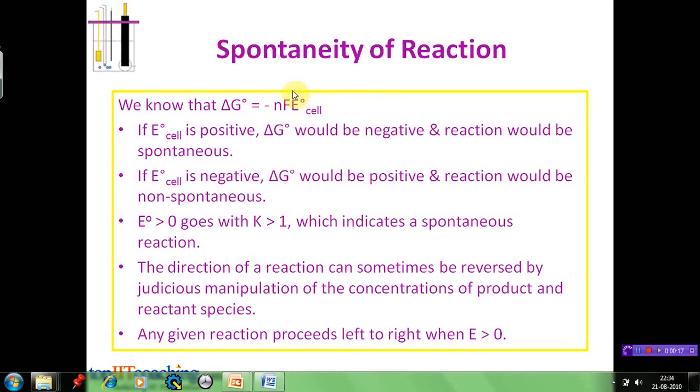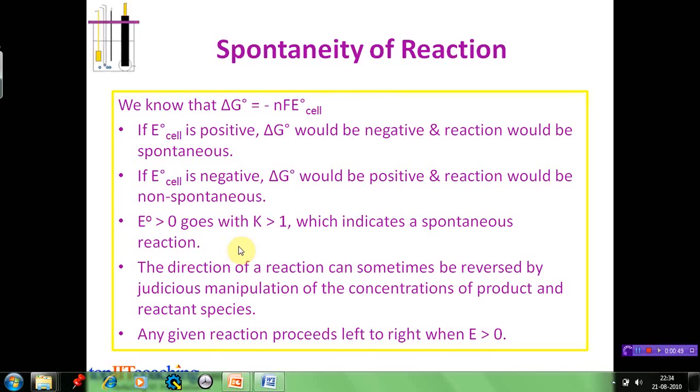Now, if E naught cell has a positive value, the overall value will be negative for delta G naught. So the reaction would be spontaneous. But in case the E naught cell value is negative, two negative signs will make a positive and delta G naught will be positive, and the reaction would be non-spontaneous. Now for K, that is the equilibrium constant, if it's greater than 1, that means that E naught is greater than 0, which again indicates a spontaneous reaction.